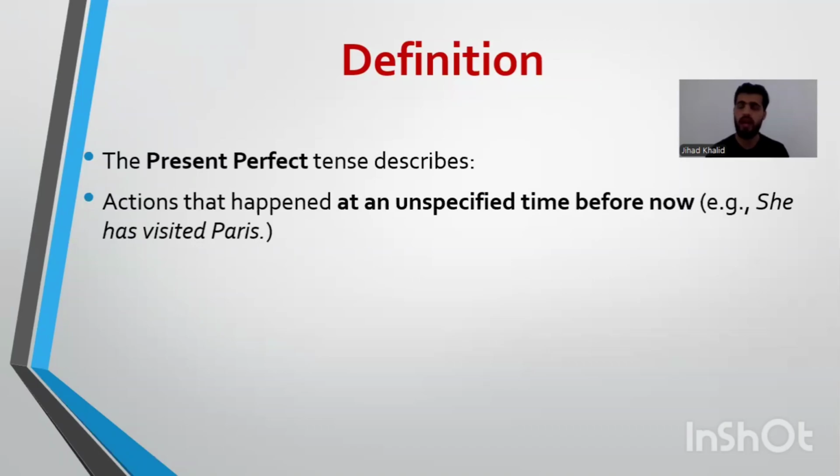For example, I went to the party last night. I went there when? Last night. But for this one, you do not care about the time. You just say, I have done it. This thing happened. So, she has visited Paris. Okay, she has been there in her entire life, and we do not care when she was there.